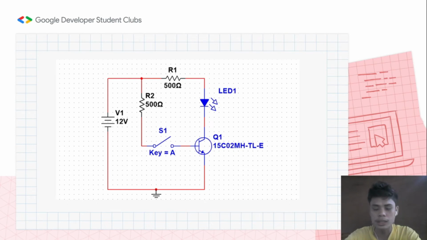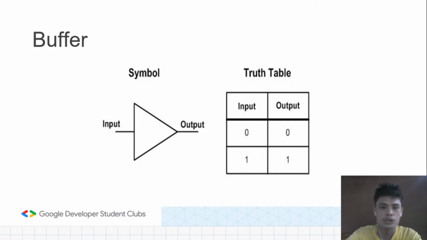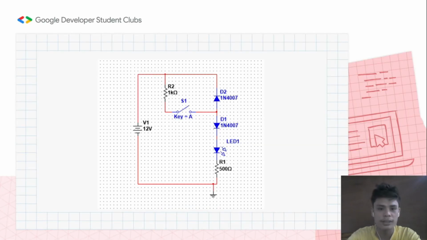So this circuit actually has a name, we call this circuit a buffer. Here is the symbol, guys, and here is the truth table. In the truth table you can clearly see that whatever the input is, the output follows. And then here we have another type of circuit. This is also a buffer, but instead of using a transistor, we use a diode.